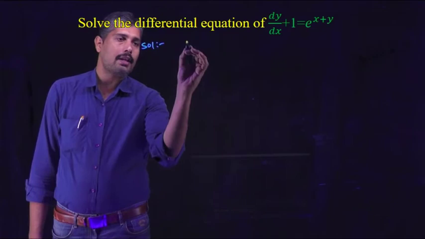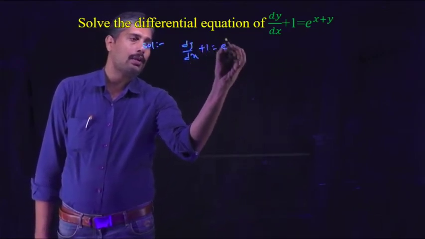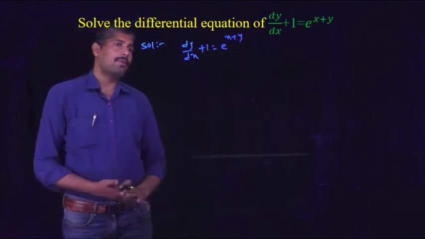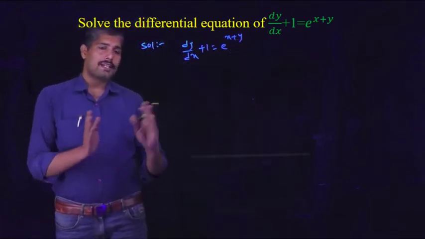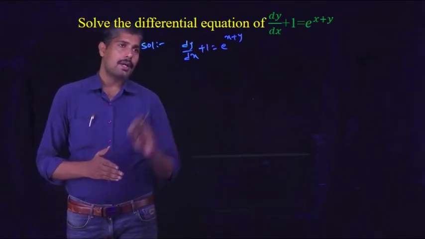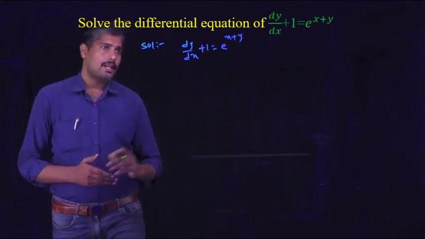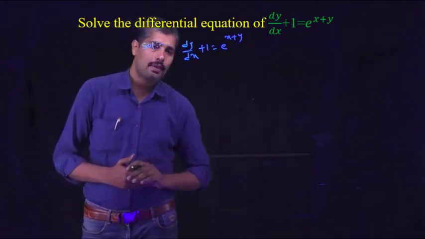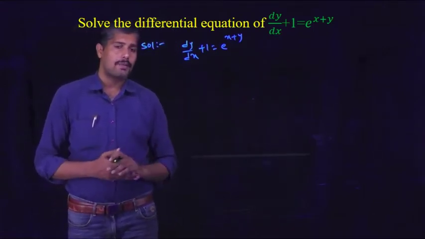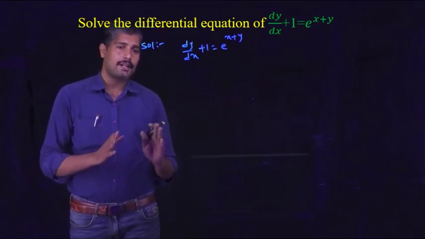dy by dx plus 1 equal to e power x plus y. See, in previous problems, we were separating x terms and y terms directly. But in this problem, we are not separating x terms and y terms. See here, e power x plus y, or tan of x plus y, sin of x plus y, log of x plus y, that type of expressions are there. We are not separating directly.